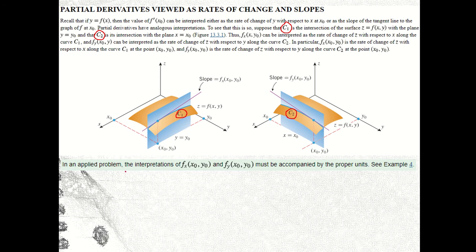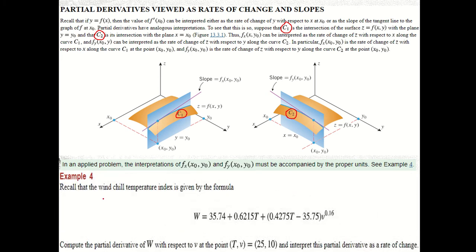So in applied problems, the interpretations of the partial derivative of the function with respect to x at this particular point with coordinates x sub 0, y sub 0, and also the partial derivative with respect to y at this same point, must be accompanied by the proper units. So we'll see that in our example number 4.